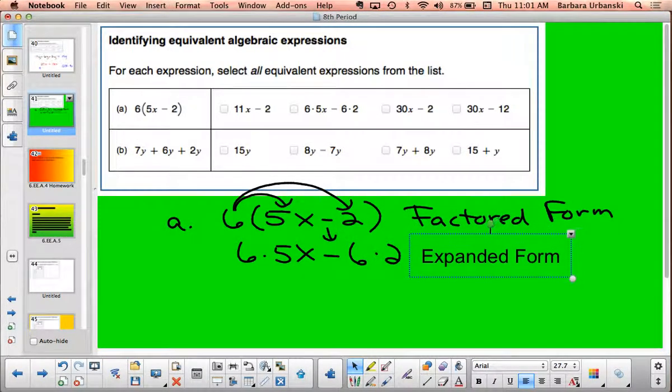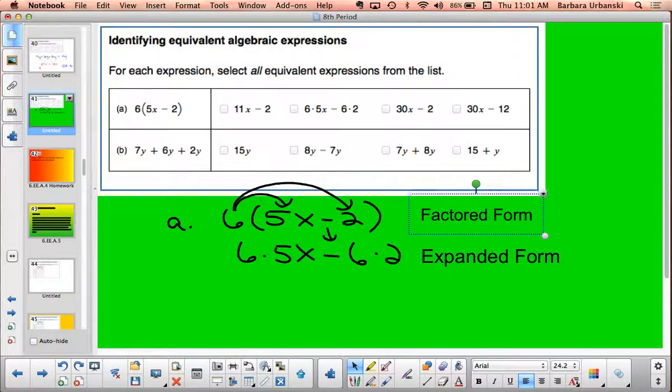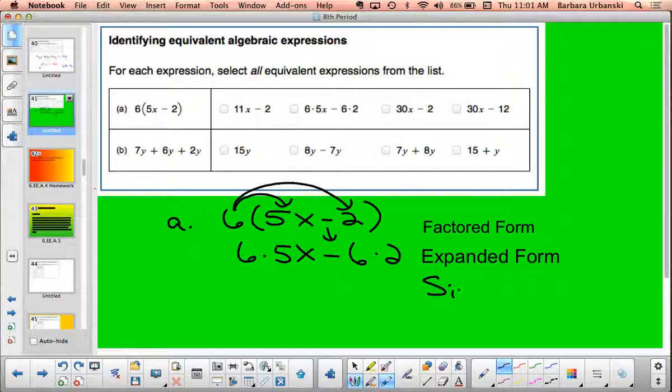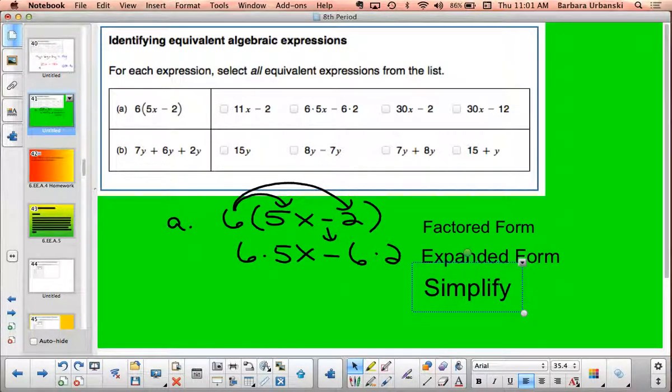And it's going to be important when you are looking at a problem like this that you recognize that you have something that's in factored form. You're going to get it into expanded form, and then you should also simplify it. I'm writing this on my smartboard, and students should be writing this in their notebooks when they are solving the problem. Then we go back and we look at order of operations.